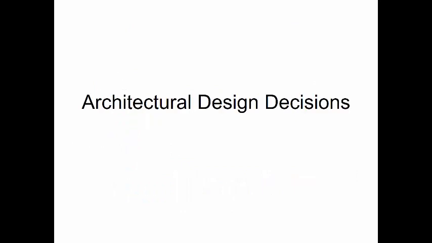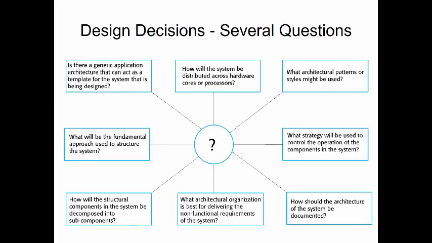So what are some of these architectural design decisions? Well, there are about 6 or 7 of them here. This is figure 6.2 on page 157. So first, is there a generic application architecture that can be used? Systems in the same application domain often have similar architectures, and they reflect the fundamental domain concepts.